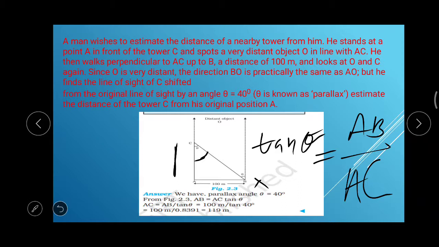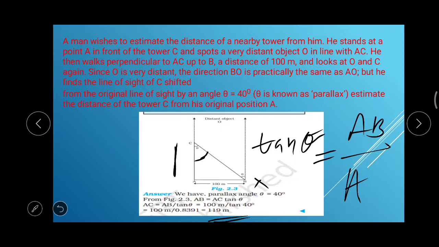Hence, using that AB by AC, you know that AB is already there, so the AC value is equal to AB by tan theta, that means 100 meters divided by tan theta, where theta is 40 degrees. So tan 40 is equal to 0.8391, and the distance or height of the tower is 100 divided by 0.8391, which is equal to 119 meters.